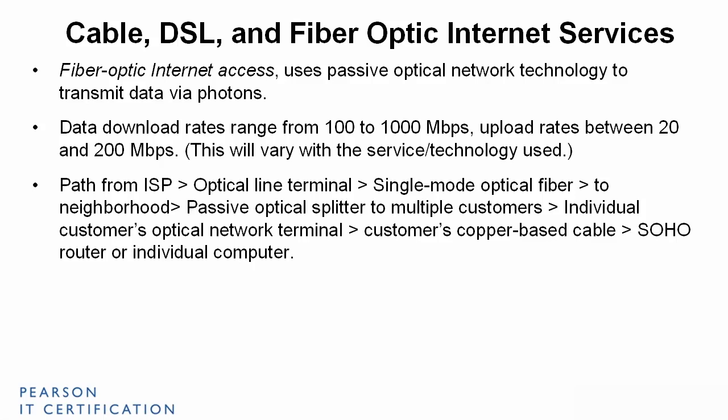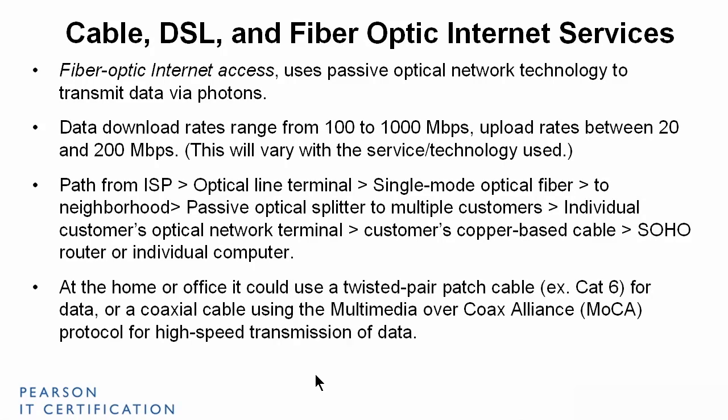And so that single mode fiber can go multiple kilometers, gets to the neighborhood or to your office, then to the passive optical splitter in your area. And that's going to split the signal to multiple customers. And then from there, that'll go to the individual customer's optical network terminal, which is basically the network interface device. And at that point, it becomes a hybrid network because it then changes over to copper. And it's either going to be coax or it's going to be twisted pair at that point. And then it gets to your SOHO router or your individual computer or what have you.